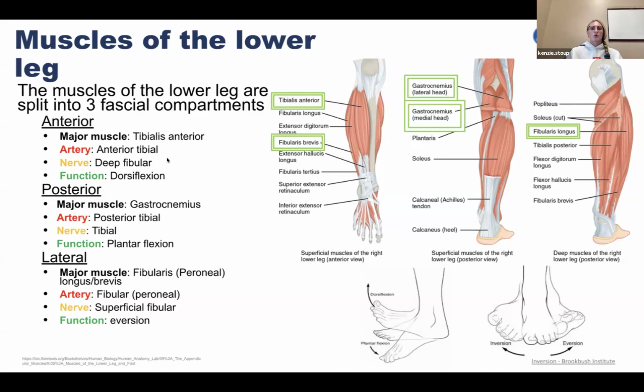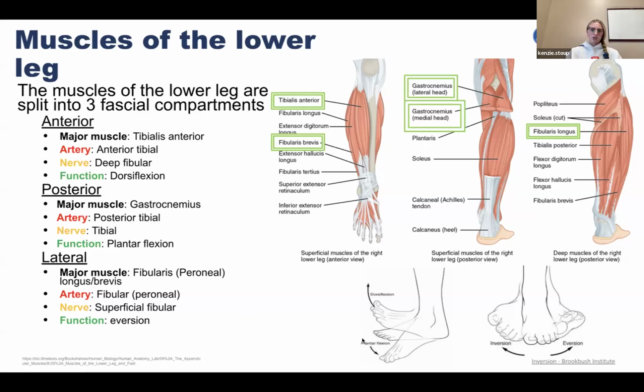I will say with the lower leg, it can be a little bit more difficult because in the other compartments, the artery and nerve names are very similar. You can see here that in the fascial compartments here, the names are a little bit different. So as you're studying, just pay attention to that and see that these names aren't lining up very well.